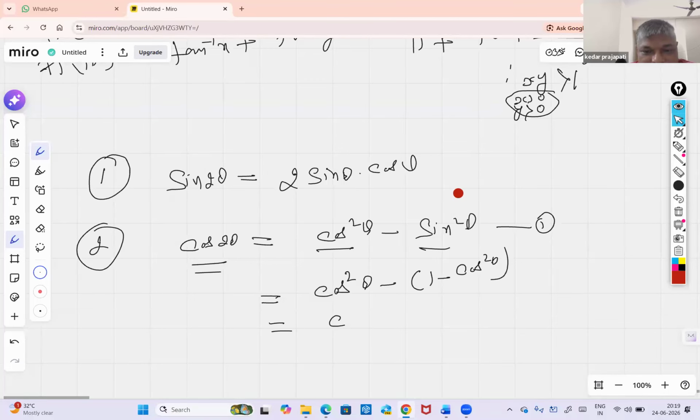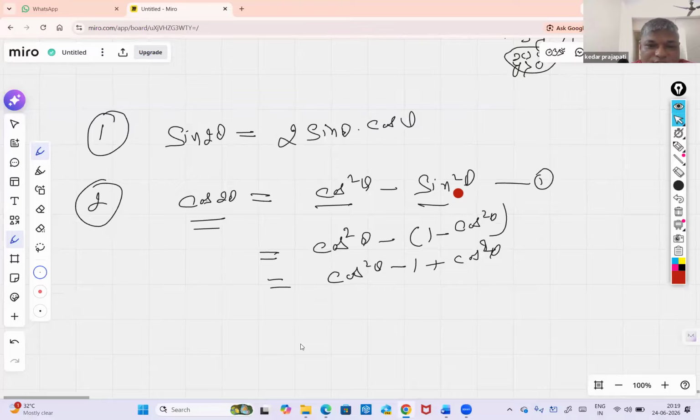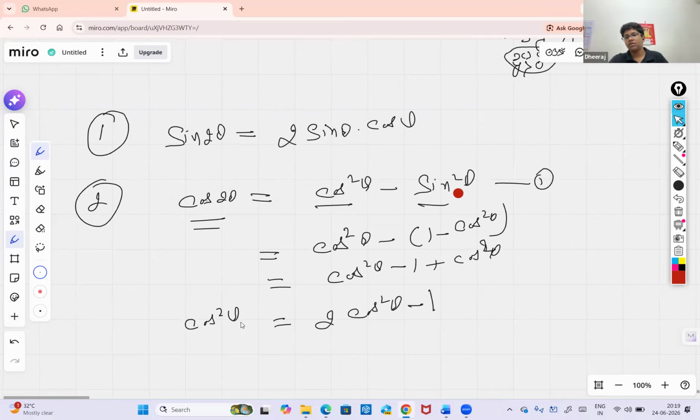Cos square theta minus 1 plus cos square theta. It means 2 cos square theta minus 1. 2 cos square theta minus 1 is cos 2 theta, right? So this is another form. So cos 2 theta is equal to 2 cos square theta minus 1.